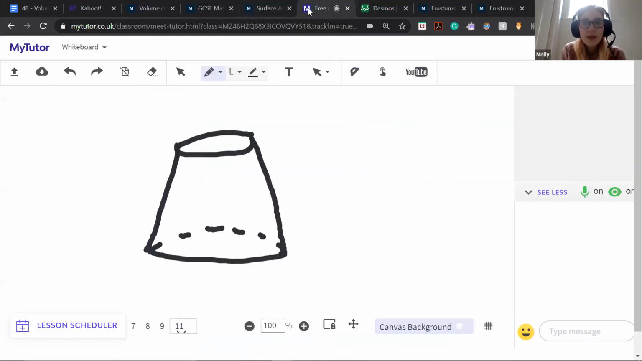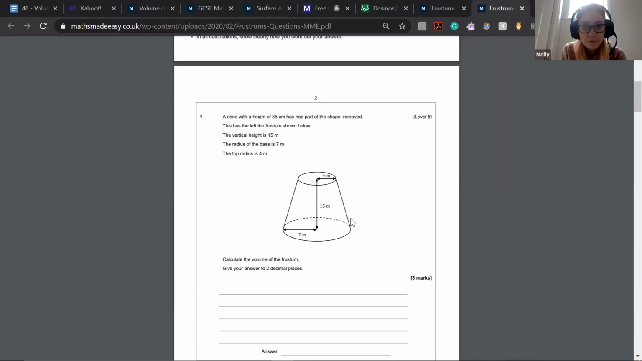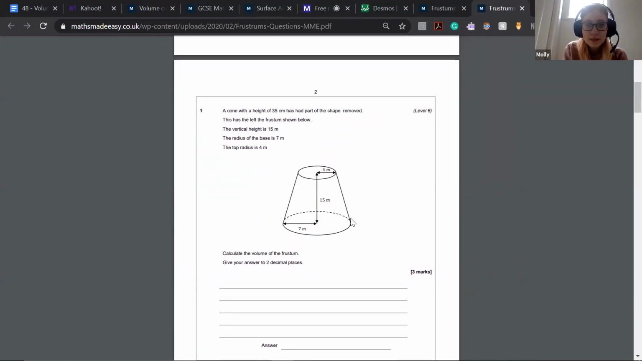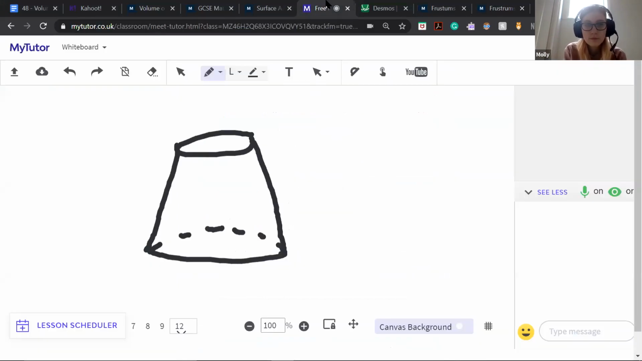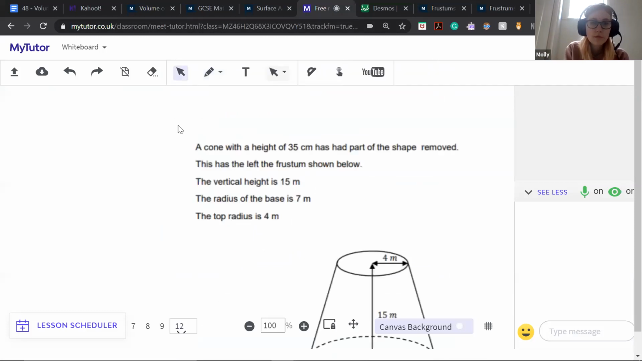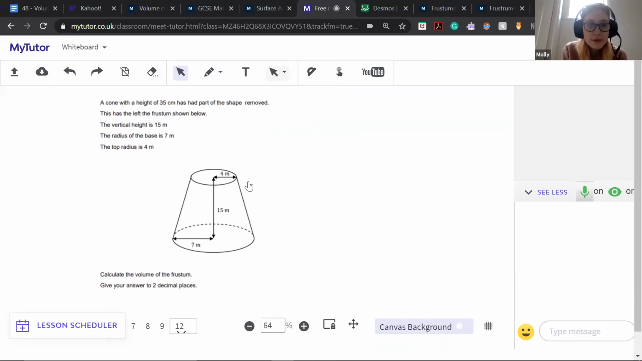So yeah, sometimes we get questions about these. For example, let's do this one. A cone with a height of 35 centimeters has had part of the shape removed. So it was originally 35 centimeters and it's left this frustum below. And we want to calculate the volume of this bit that's left.